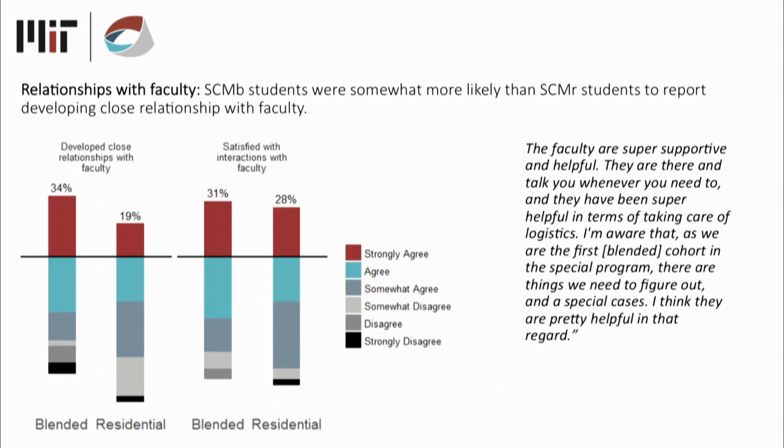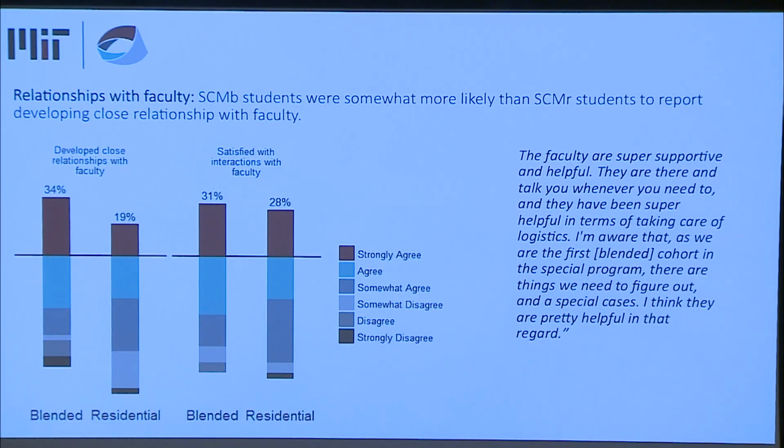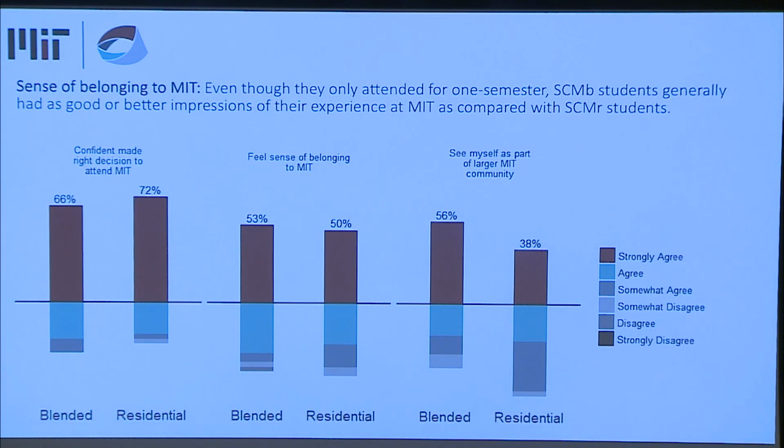And to me, the most interesting is when we asked both groups of students whether they developed close relationships with faculty and whether they are satisfied with their interactions with faculty. The new cohort of students are more likely to say they develop strong relationships with faculty and are slightly more satisfied with their interactions with faculty. You ask questions like, do you see yourself as part of a larger MIT community? And it's the students who did the online work first who are more likely to see themselves as part of a global MIT community.